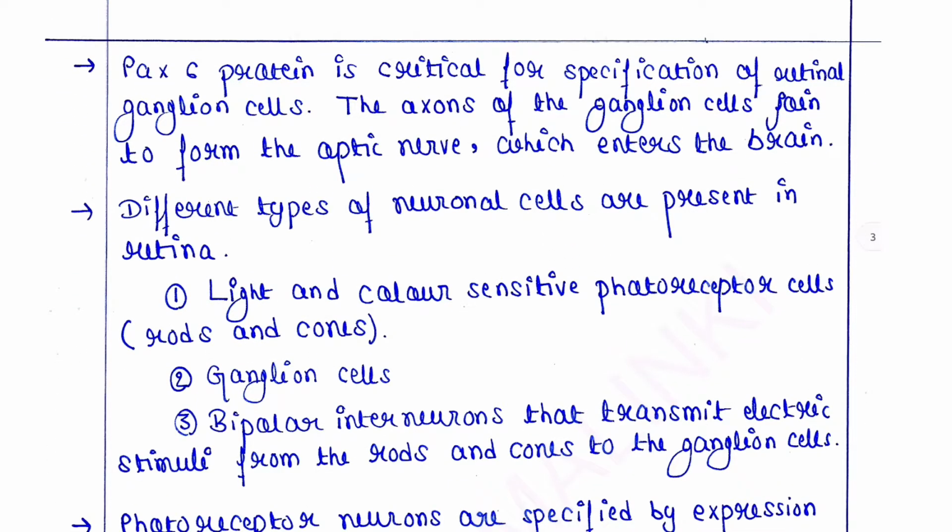PAX6 protein is critical for specification of retinal ganglion cells. The axons of the ganglion cells join to form the optic nerve, which enters the brain.